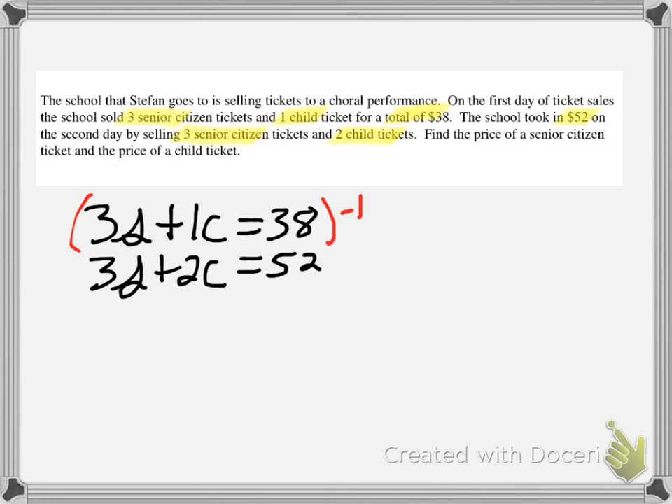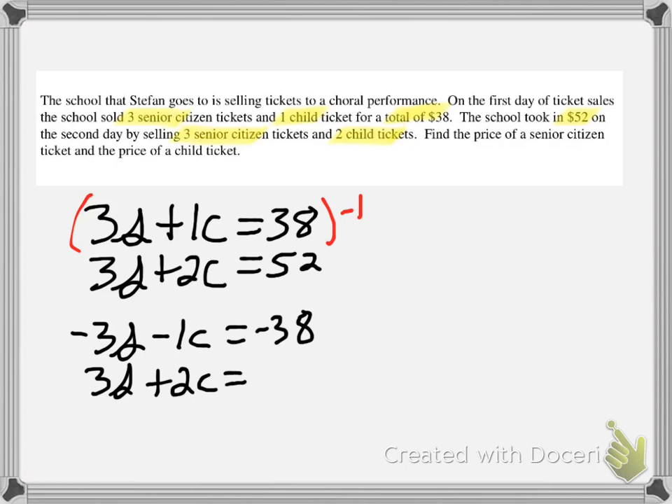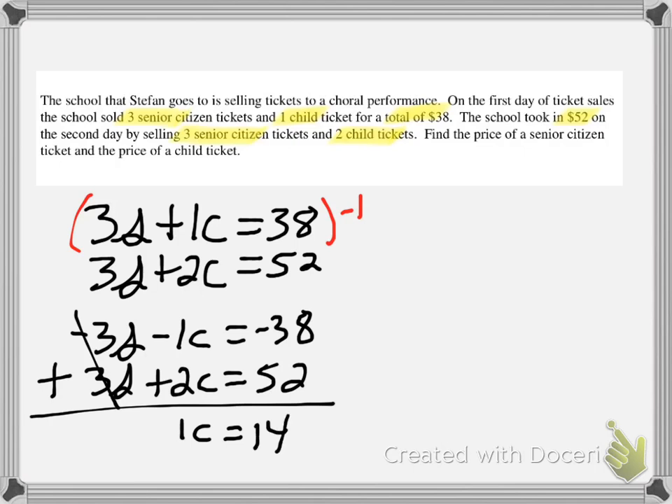Okay, so this one will be -3s, -1c is equal to -38. And the bottom equation I'm going to leave alone. So 3s plus 2c is equal to 52. And we can go ahead and do our system. Our s's will cancel, and so I get 1c, which is the same thing as just c, and then I have, in this case, -38 plus 52, which is going to give me 14. So I get that c is equal to 14.